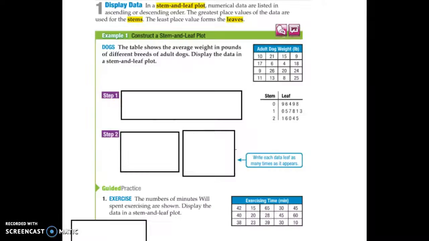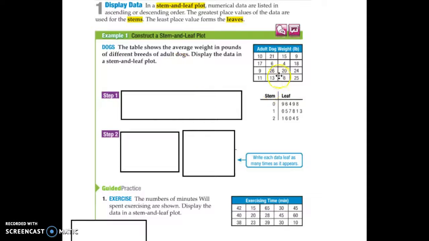But let's see what a stem and leaf plot looks like. Should be review. Stem and leaf plot: what is this? Numerical data listed in ascending or descending order. Usually we go ascending order from smallest to the largest, but it doesn't really matter as long as it's in order. The stems are the greatest place value, so usually the tens or the hundreds, and then the least value is the leaves, so usually the ones. But sometimes it could be decimals like tenths or hundredths.